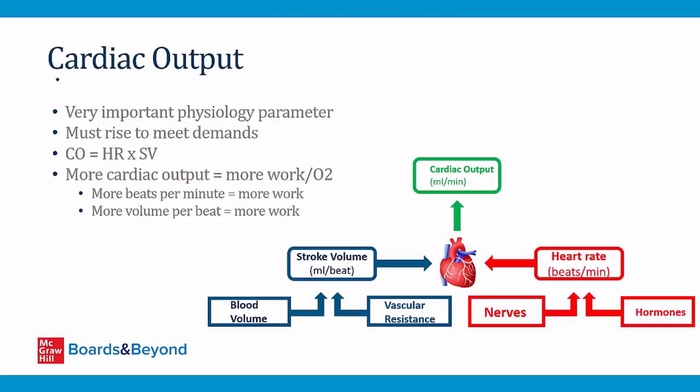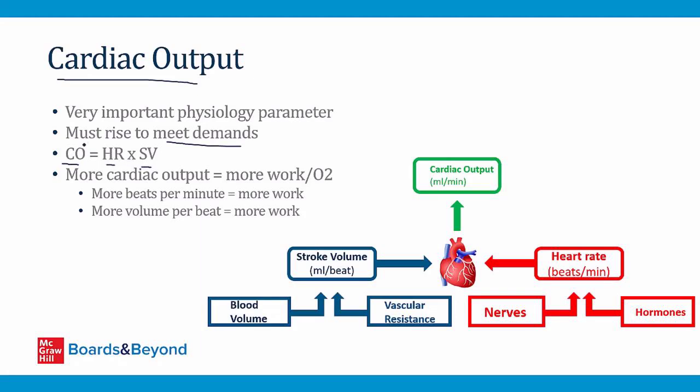Okay, now let's talk about the cardiac output, which is a very important physiology parameter. That's because the cardiac output has to rise to meet demands. So when we exercise, the cardiac output has to go up. When we're resting or sleeping, the cardiac output goes down. And as I told you earlier, the cardiac output is equal to the heart rate times the stroke volume.